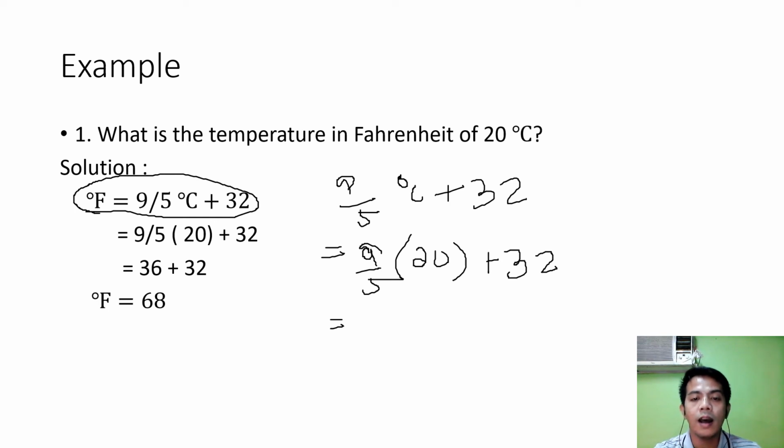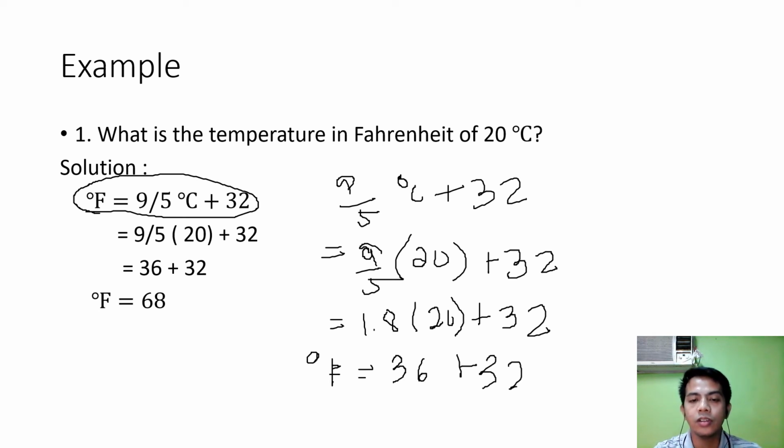So we need to solve first the division before multiplication. So 9 over 5 is equal to 1.8, multiplied by 20, plus 32. So 1.8 times 20 is equal to 36, plus 32. Then 36 plus 32 is equal to 68. So the answer for this question is 68 Fahrenheit.